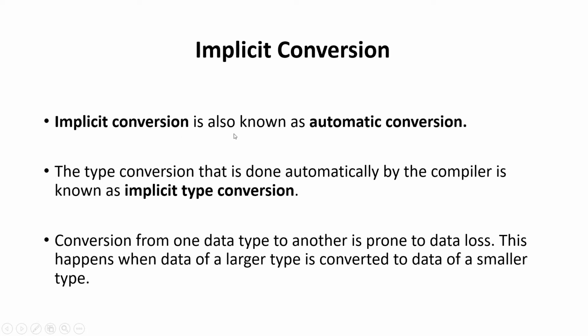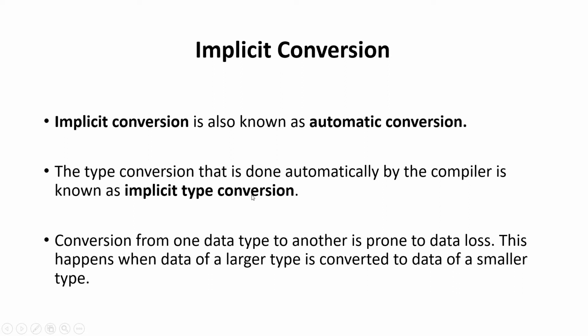Implicit conversion is also known as automatic conversion. This type conversion is done automatically by the compiler, so it is known as implicit type conversion. Conversion from one data type to another is prone to data loss. When you are doing automatic or implicit conversion, you may lose the data. This happens when data of a larger type is converted to a smaller data type.